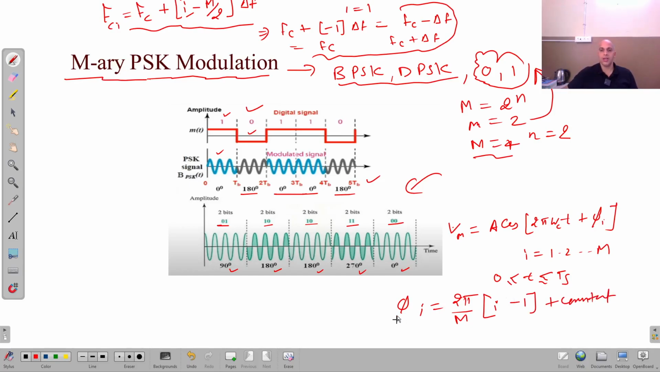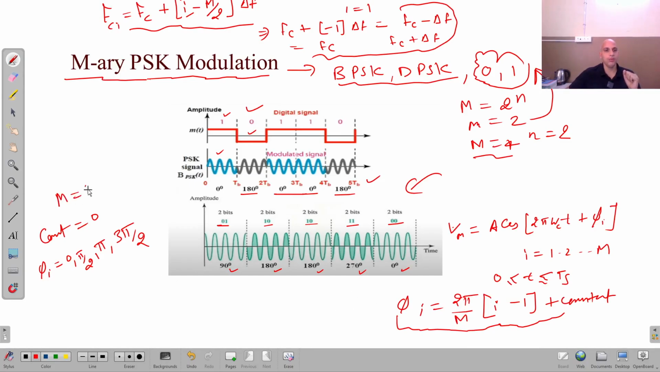Now two situations arise, right? One situation is that in which the constant is taken as 0. Then I can take different values of I. For I going from 1 to 4, the angles will be phi I equal to 0, pi by 2, pi, and 3 pi by 2. You can see here, the constant is taken as 0. So I is equal to 1, 1 minus 1, 0. I is equal to 2, 2 minus 1, 1. So M is equal to 4. We have taken M is equal to 4 also.